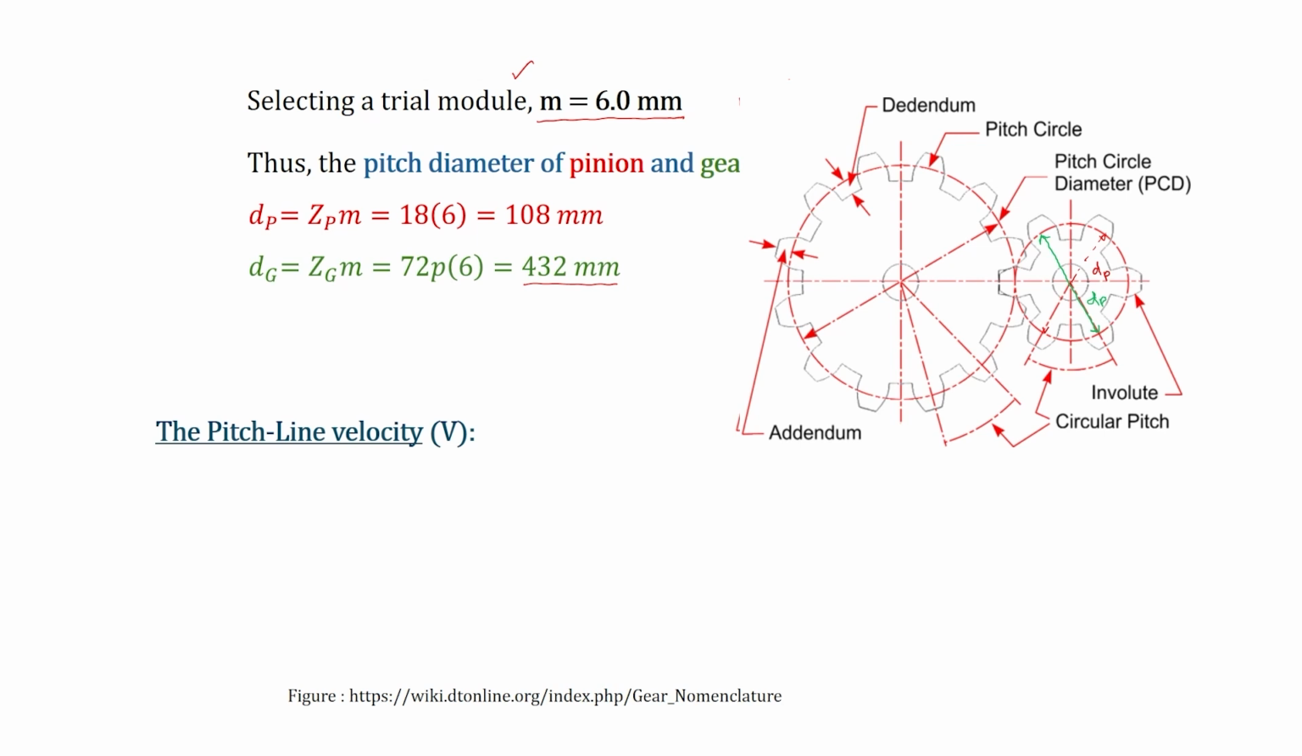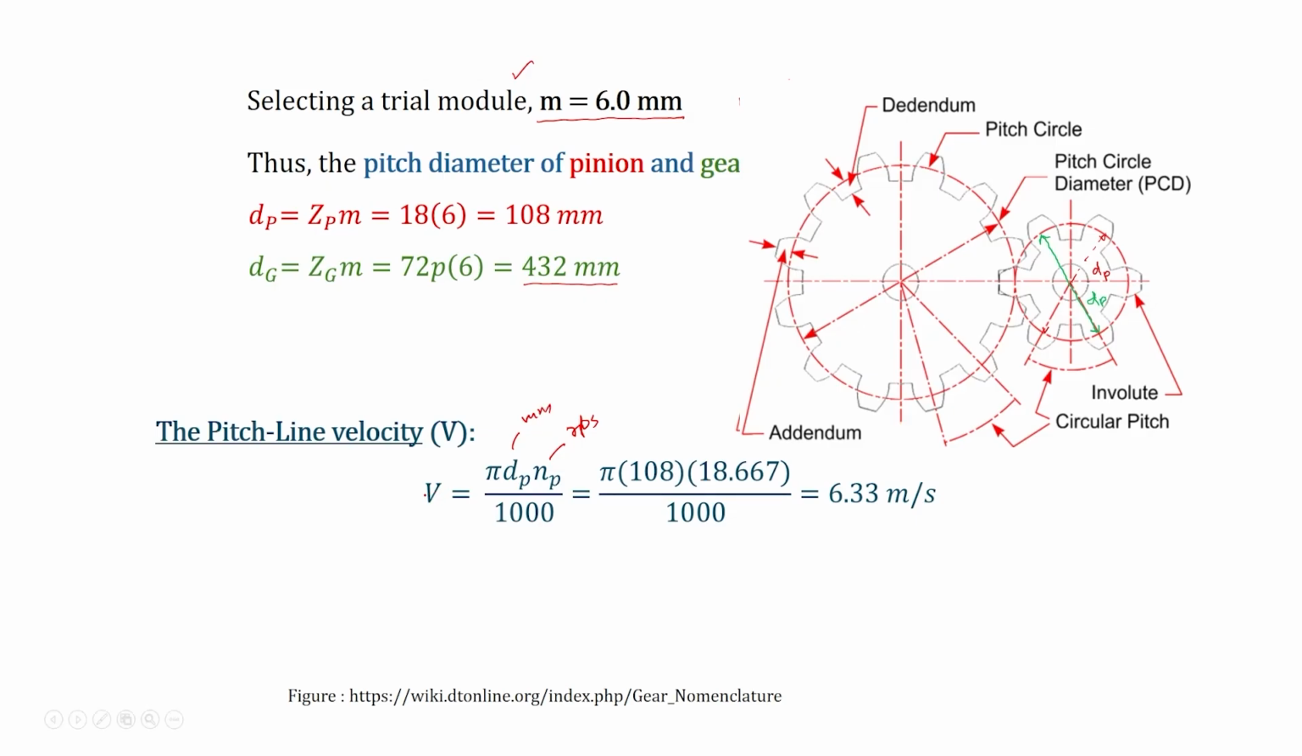the pitch line velocity. And this is given by pi times the pitch circle diameter of the pinion times the number of revolutions of the pinion, in RPS, revolutions per second, divided by 1000, because dP is in mm and we want to get the pitch line velocity in meters per second. Substituting the values of dP and nP, the RPS of the pinion, we get the pitch line velocity.